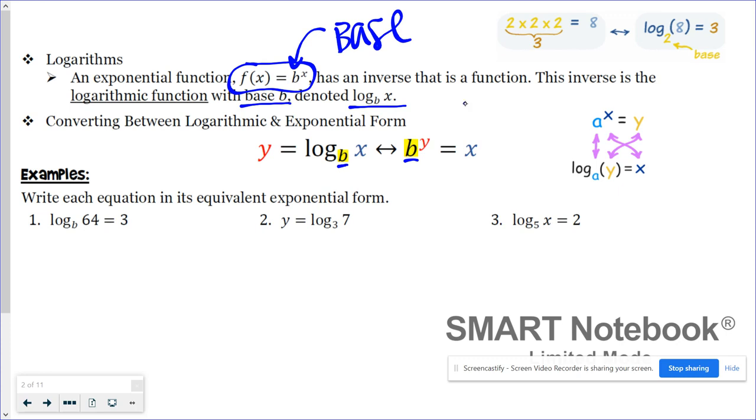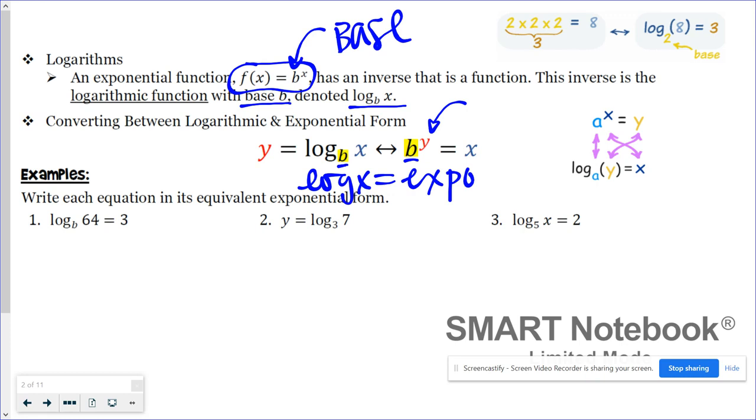Now, looking right here, you'll notice the y is in the exponent spot. So we can think of it this way, that a logarithm is always equal to an exponent. So whatever the log is equal to, that's going to become the exponent in our exponential function, and then it's equal to x. Okay, so like in number one, I have log base b of 64 equals 3.